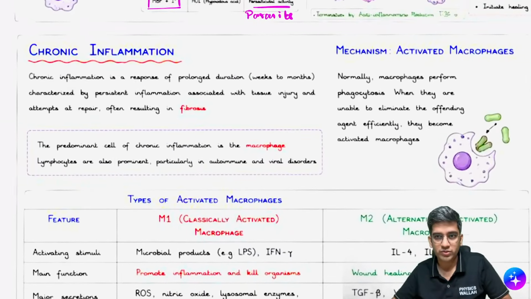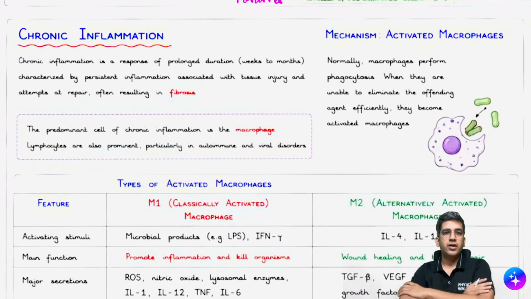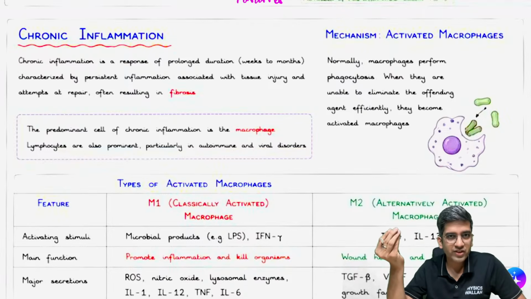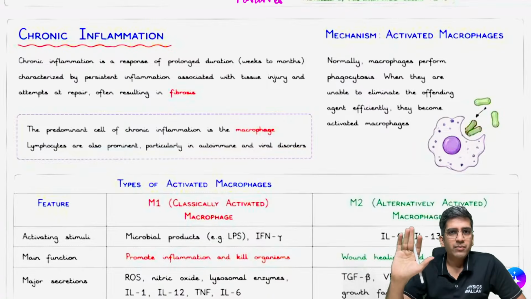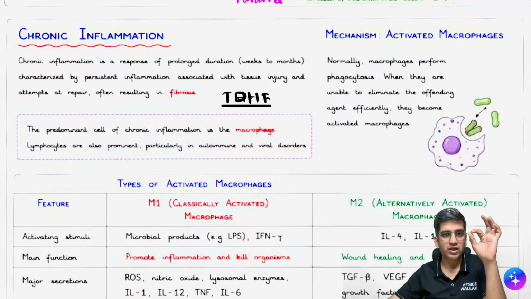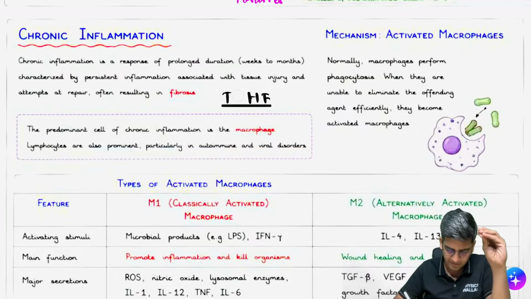Now let's go to chronic inflammation. Chronic inflammation is simple. If the disease is going to last for more than a few days to weeks, prolonged duration, persistent inflammation, it's chronic inflammation. I have been telling this all year and I'll tell this lifelong as well. The hallmark of chronic inflammation is TDHF: tissue destruction, healing by fibrosis. If you remember this, trust me, half of pathology is done.